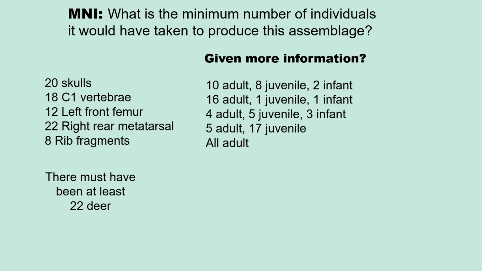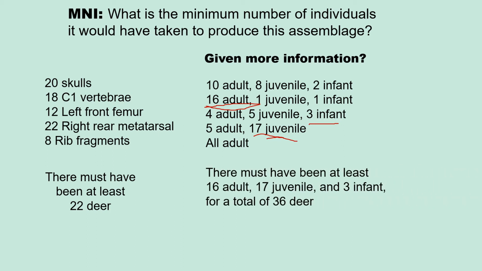We'd look first here at adults, and all 8 rib fragments are adult. We have 5 adult right rear metatarsals. Look at this. There must have been at least 16 adults, because there are 16 C1 vertebrae. Each animal has only 1 C1 vertebra. Among the juveniles, there must have been at least 17 juveniles. And among the infants, there must have been at least 3. That's a total of at least 36 deer.